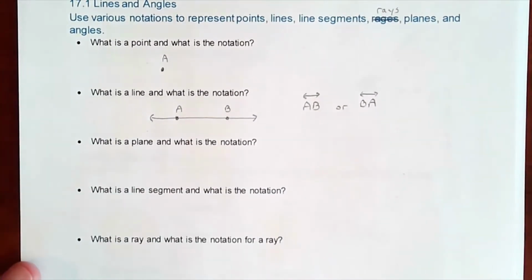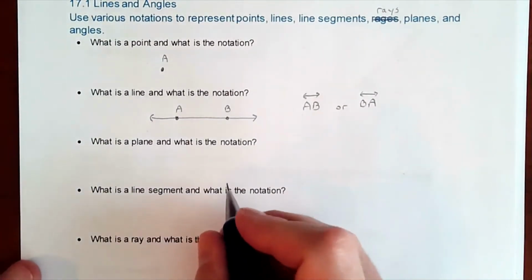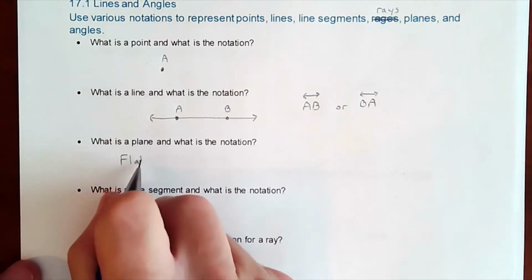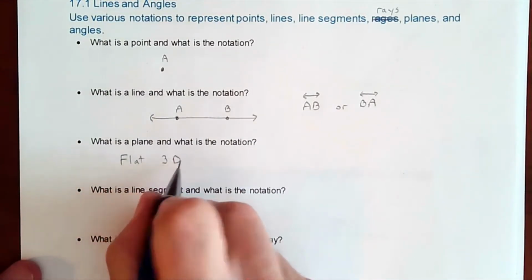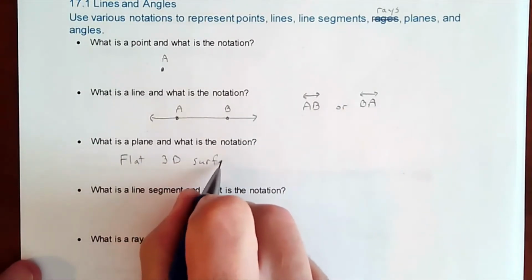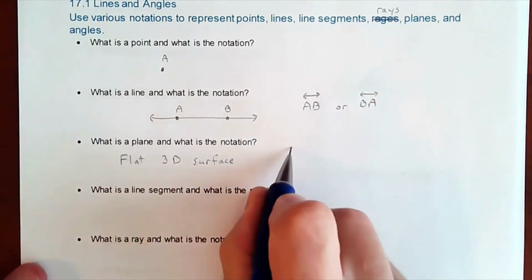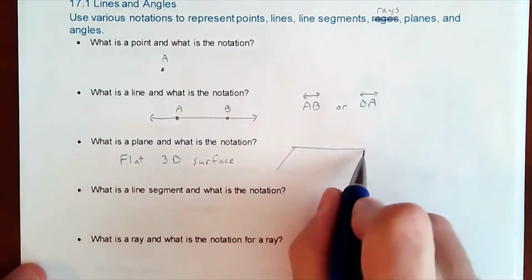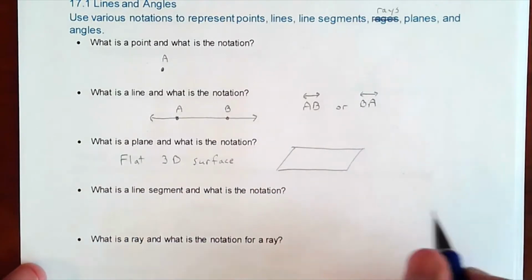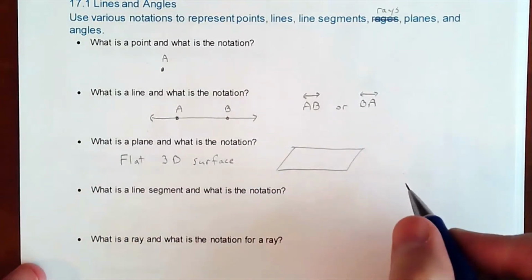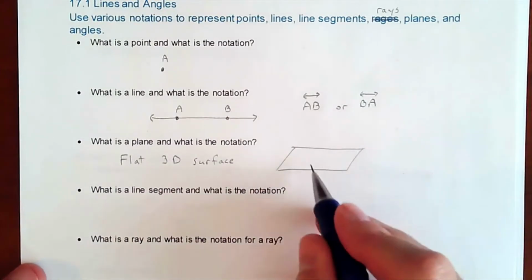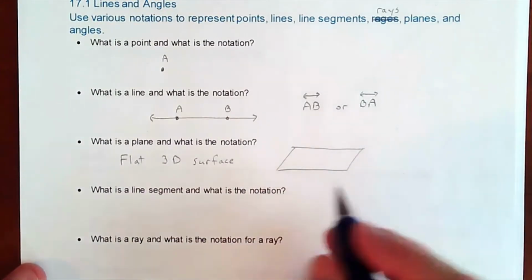And then a plane is a flat three-dimensional surface. And we draw that basically something like that. So a piece of paper, a table, a wall, all of those would be representing planes. And that's kind of our visual for that.